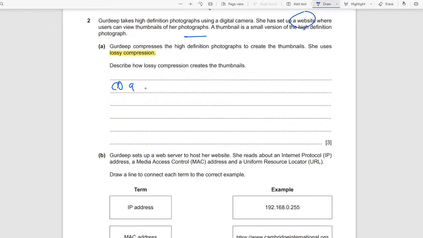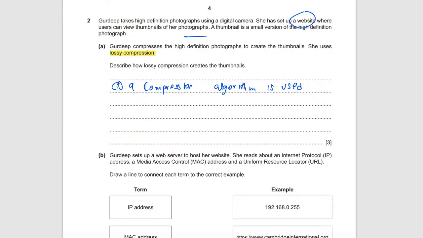that a compression algorithm is used. Boom. That will give you 1 mark there. It's as simple as that. It will work for lossless, it will work for lossy. Whenever it asks you to identify or tell us why or how compression works, just mention this and you'll get your mark.